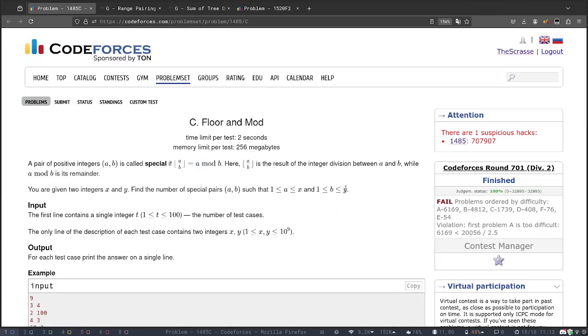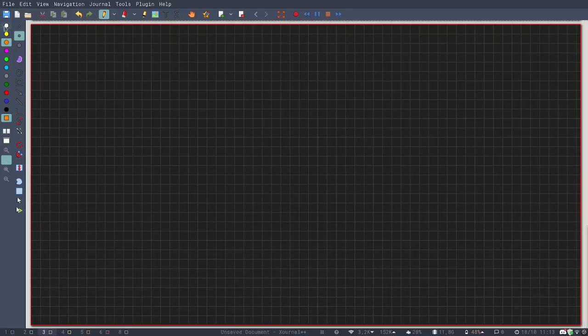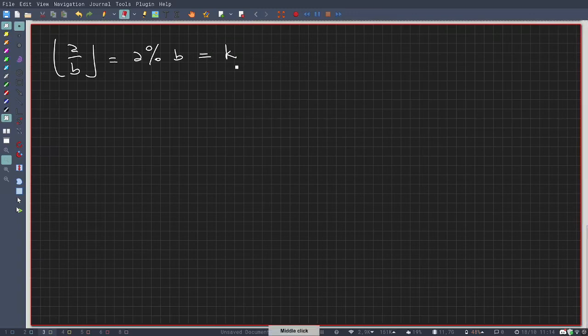The thing that we should try to do is, let's just define this variable, and let's call it K. Then we can estimate how big K can be here. Let's assume K is big in some sense. We'll calculate that later. Of course K is a mod B, so we have B greater than or equal to K.